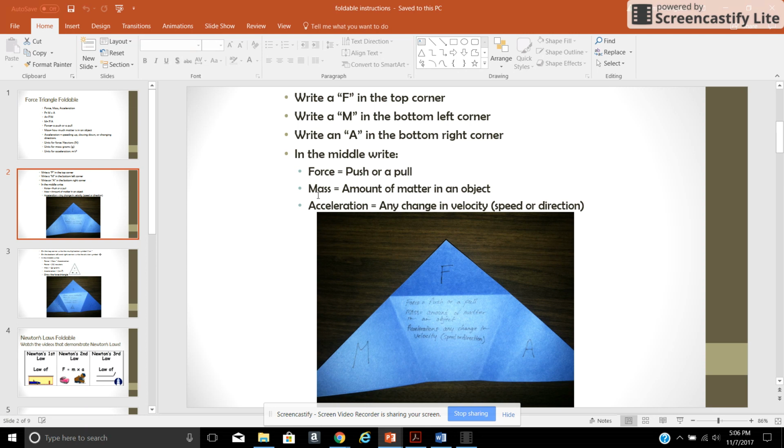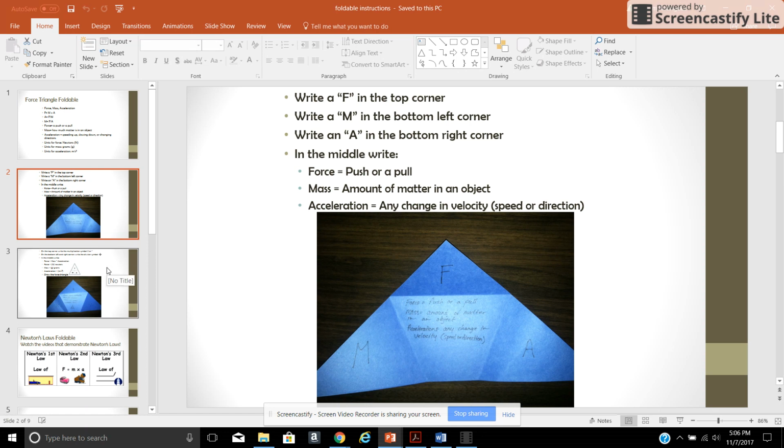Underneath that, write mass, which is the amount of matter in an object. And then last, the definition of acceleration, which you know, which is any change in velocity, speed, or direction, which means, in other words, you're speeding up, slowing down, or changing directions. And you all know this already. So all we're doing in the center of our triangle is writing the definition of all of the words that are variables in our formula. So we have force equals mass times acceleration. If you need more time, just pause the video.